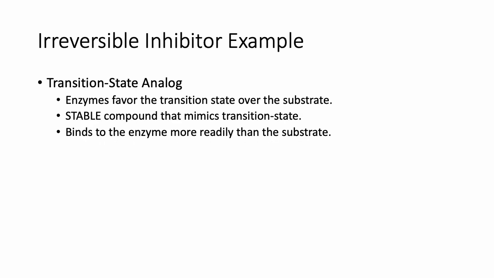So an example of an irreversible inhibitor is a transition state analog. Enzymes favor the transition state over the substrate. So transition state analogs are stable compounds that mimic the transition state, and they bind to the enzyme more readily than the substrate because the enzyme favors the transition state more than the substrate. And with that, we're ready to talk about the three main types of reversible inhibitors.